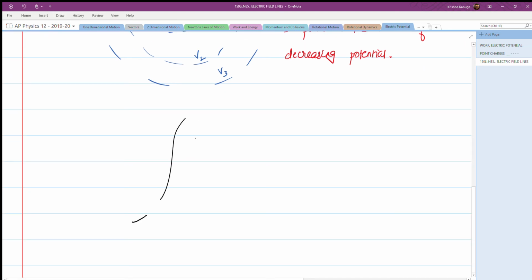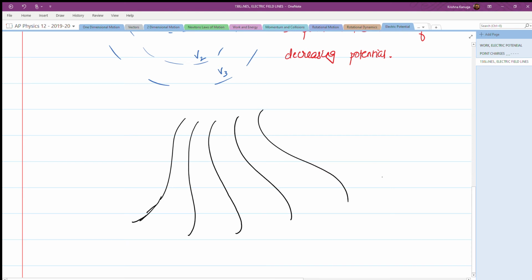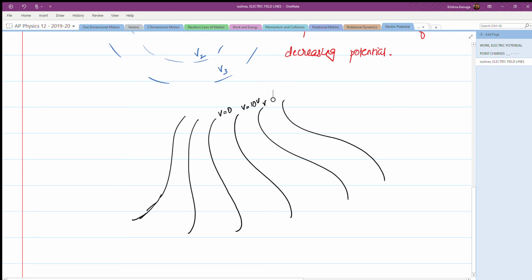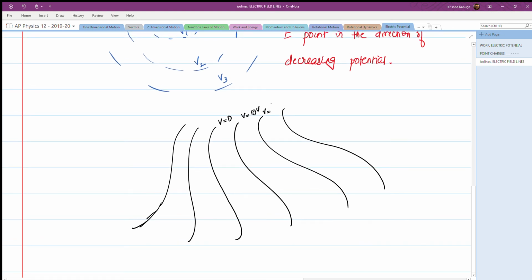Let's say that some charge distribution creates isolines of this sort. Let's say that this is equal to V. Here V is equal to 0. Here V is equal to, say, 10 volts. Here V is equal to 20 volts. V is equal to 30 volts. Here V is equal to minus 10 volts. Here V is equal to minus 20 volts, and so on.